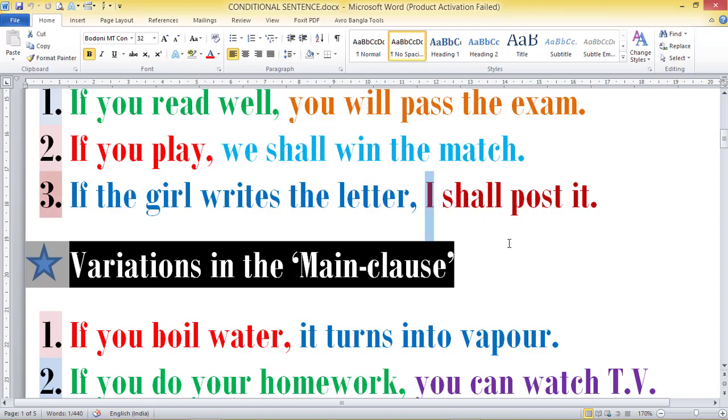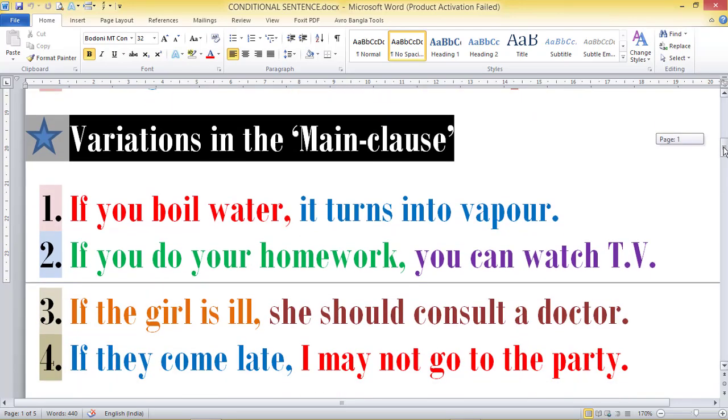So this is how we have to use different tense forms in type 1 conditional sentences. Now let's go to certain variations. Certain variations are possible or permissible in the main clause in case of conditional sentence type 1.